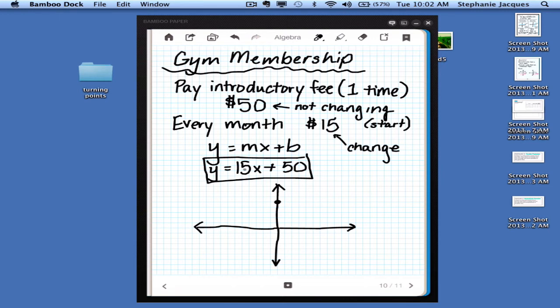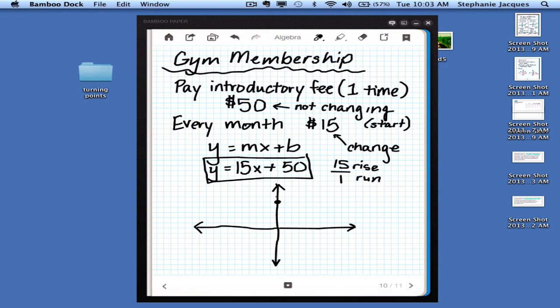And then remember, your slope is rise over run. And let's put our slope right here. Let's make that into a fraction so I have a rise over run. And remember, if you want to make that into a fraction, you just put a 1 under it because 15 divided by 1 is 15. So my rise is 15 and my run is 1.